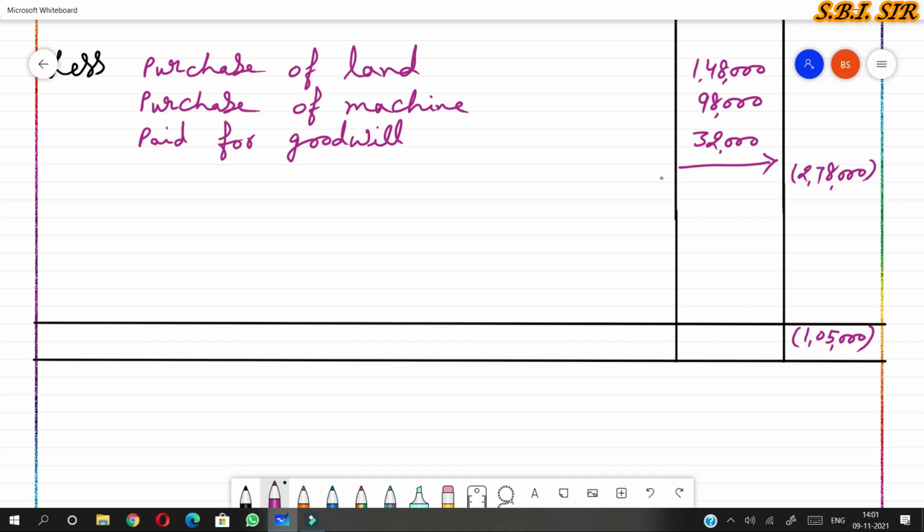We will put it into the bracket because this value comes in negative, and we will get net cash flow from investing activities. You can say it outflow also because it is in negative.